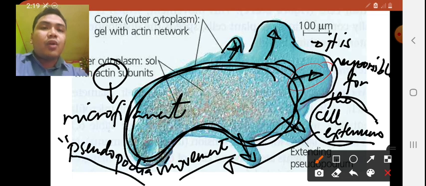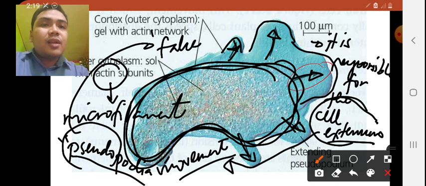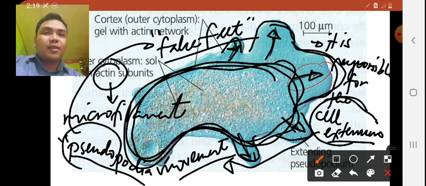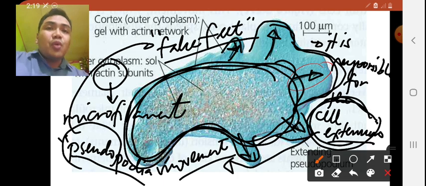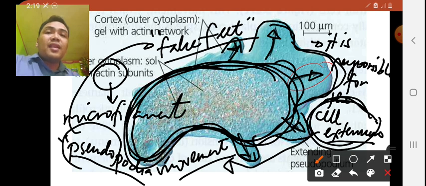Pseudopodia. Okay? From the prefix pseudo, which means false. Hence, you have false feet. So, it can be compared to the feet of a human being. Hence, amoeba can move from one place to another. That's why you have pseudopodia. So, pseudopodia can be defined as the cell extension. So, the cell extension can occur because of the movement of the microfilaments. And this is the main reason why that amoeba can move from one place to another.